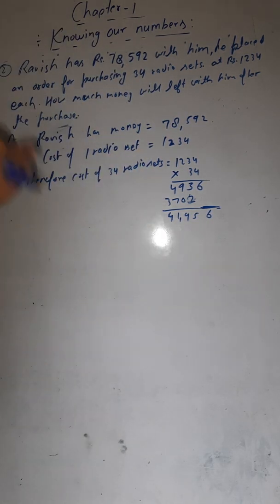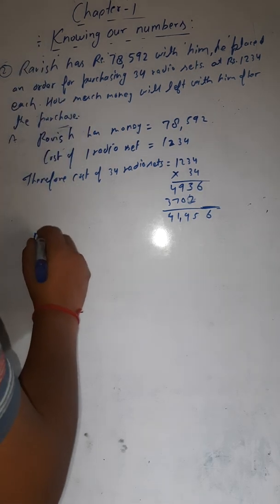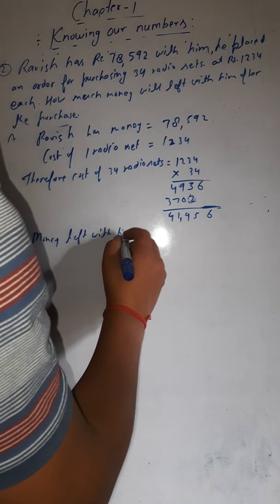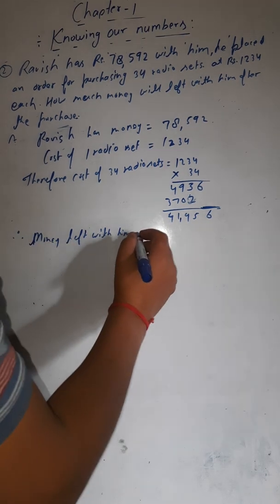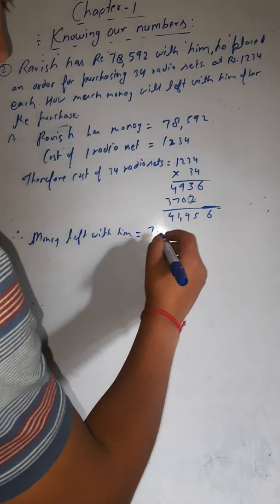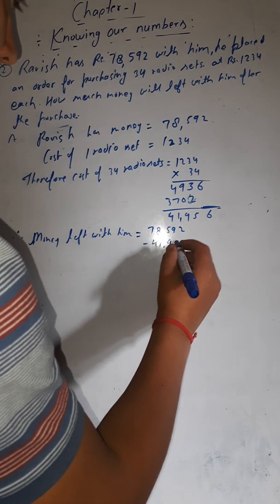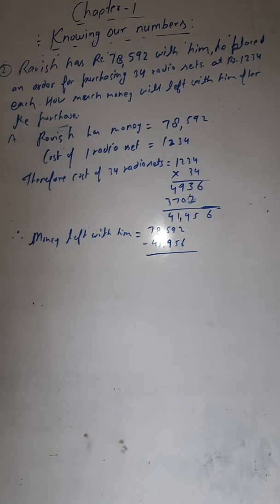So how much money will be left with him? That you have to find out. So here you write money left with him. Therefore, money left with him will be equals to total money he was having, 78,592, minus 41,956. Whatever the answer comes, that would be your required answer. Subtract this, you will get your answer. Now next question.